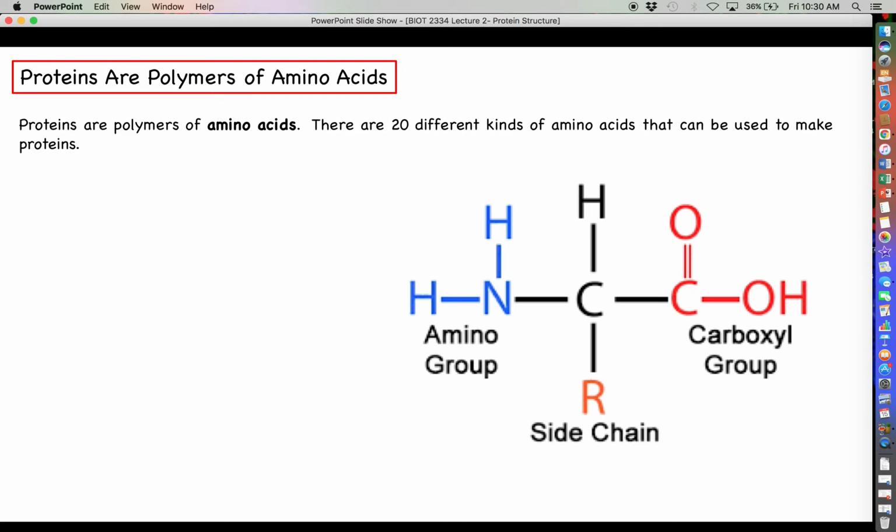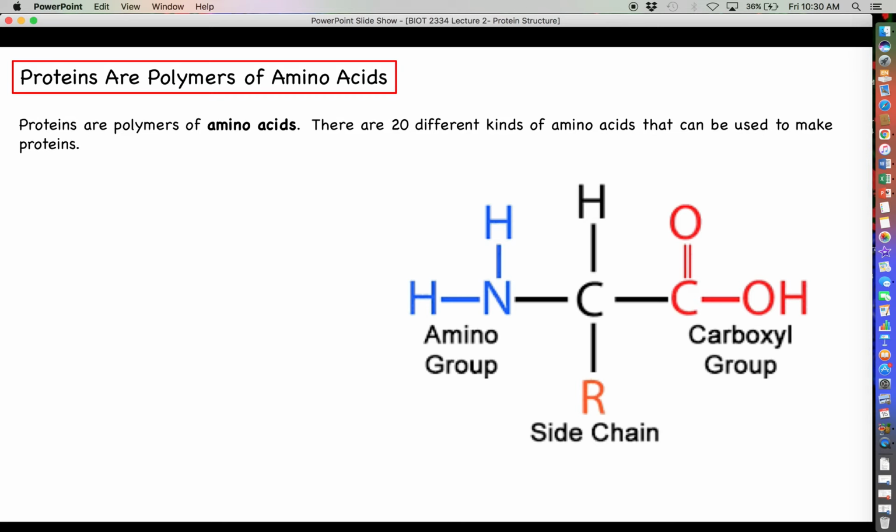So let's look at what your standard generic amino acid actually looks like. We already know proteins are polymers of amino acids. Okay, so here is what makes proteins so complex and so varied. There are 20 different kinds of amino acids that we can use to make proteins.